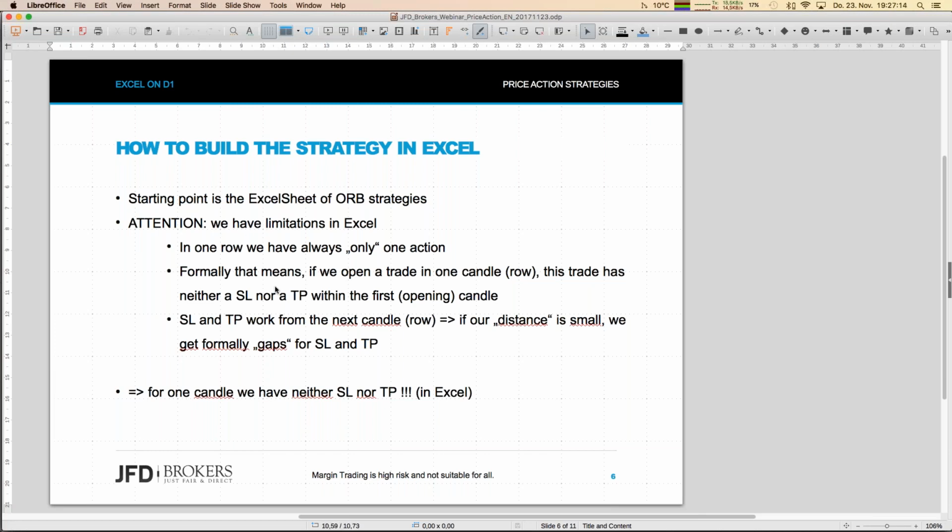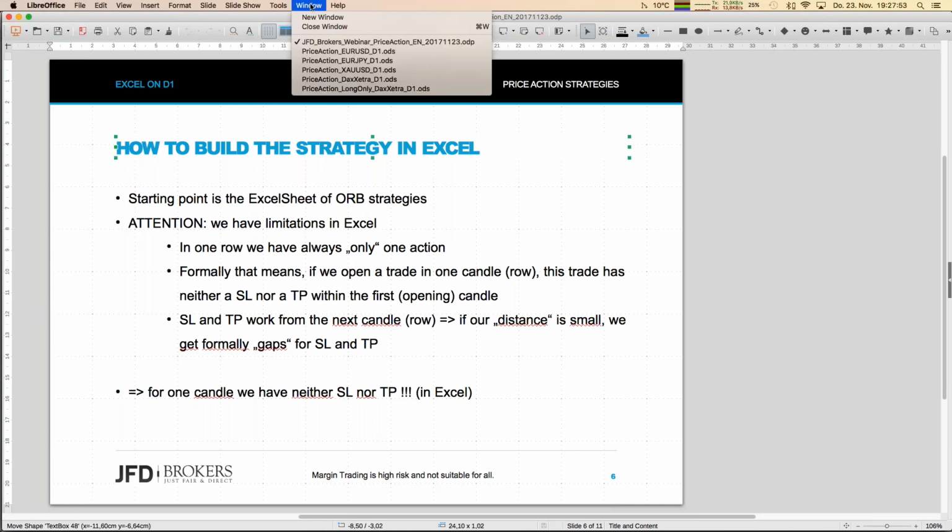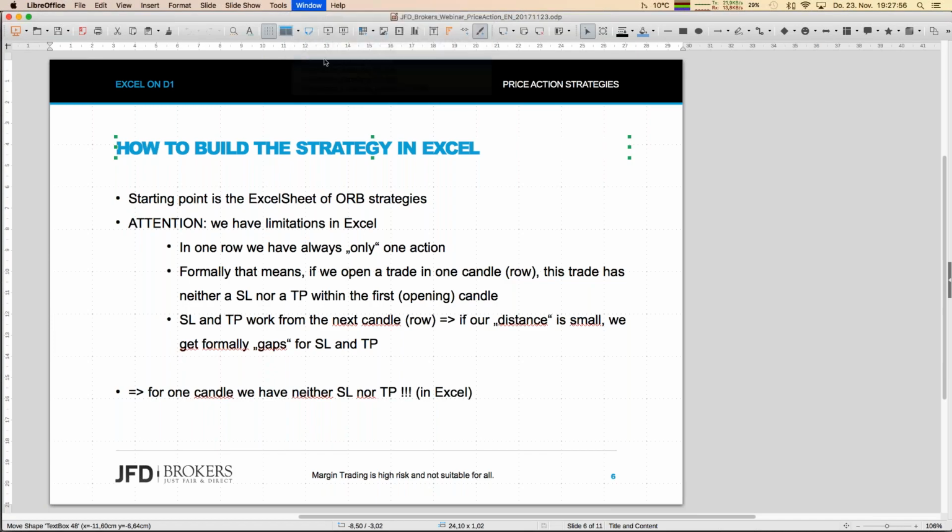There's another limitation: if we go for very small distances between the open and the two orders, then in principle it might be that both are hit within the Excel sheet. And once again, we don't know which one happens first. And in this case, I decided for the long trade. But anyhow, I will show you how it works and that we still get quite good results out of that. So I talk a lot about the introduction. Let's go into action. That means let's have a look at how that Excel sheet works.